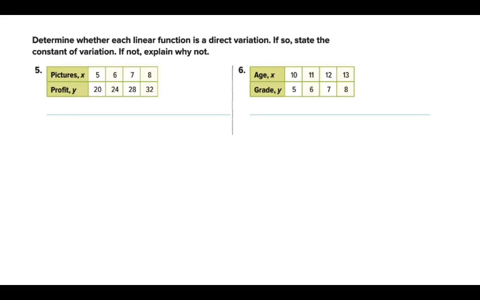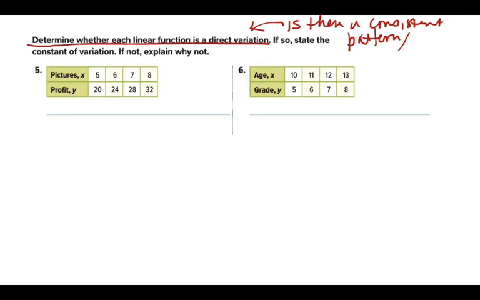All right, 5 and 6, there's no word problem. There's just a table. Look for a pattern. It says determine whether each linear function is a direct variation. So what they want to know here is is there a consistent pattern or unit rate? So can you come up with a unit rate? So if I look here, 5 times 4, 20. 6 times 4, 24. 7 times 4, 28. 8 times 4, 32. Yes.